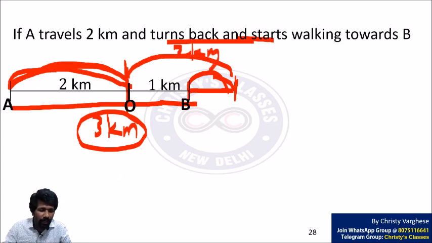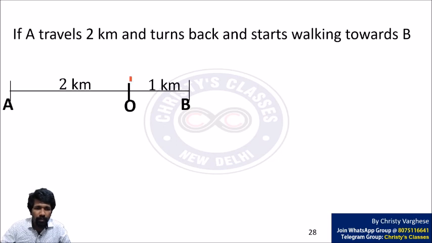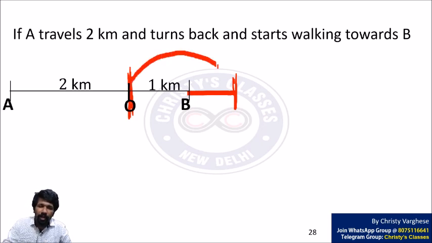I am logically analyzing this. So right now this is the position. A is here, but B is 2 kilometers away. In the next 1 hour, what will happen? A will travel 2 kilometers in the next 1 hour.